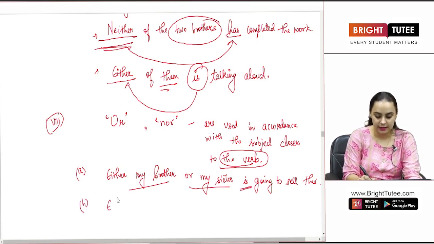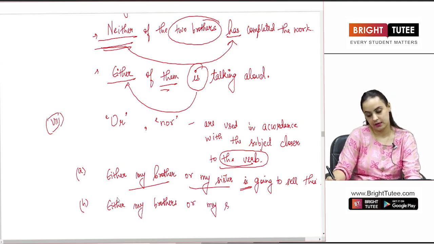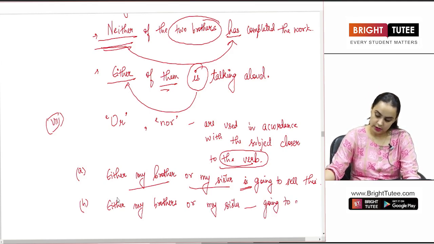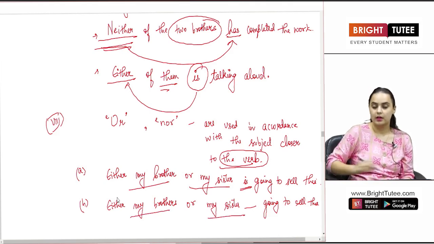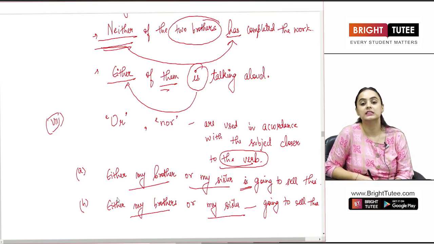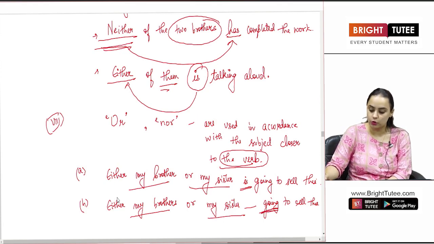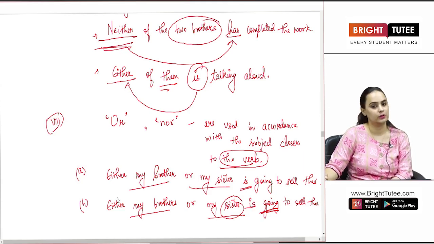If I give you the example, "Either my brothers or my sister is going to sell this." Now here again, we have to look at the subject which is close to the verb. What is the verb? Going. Which subject is close to going? Sister, which is singular. So my verb will also be singular.